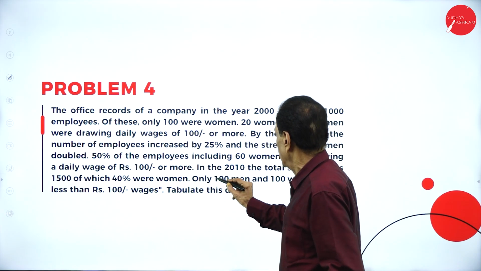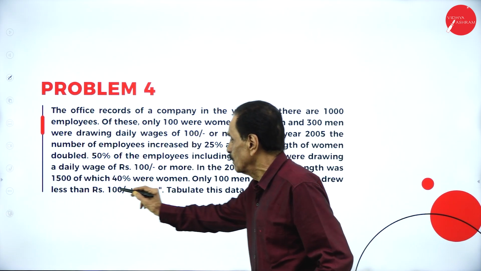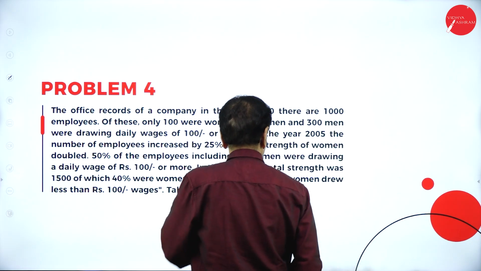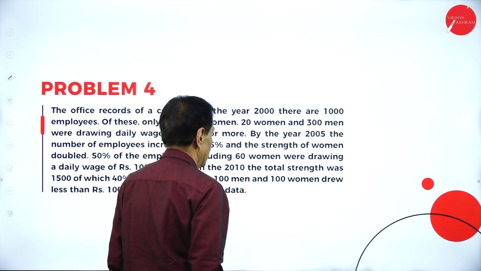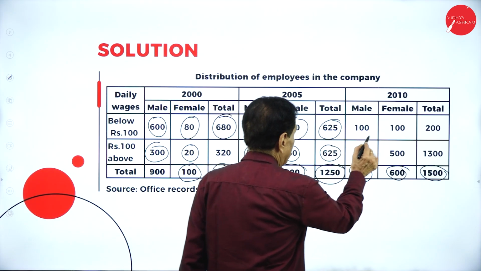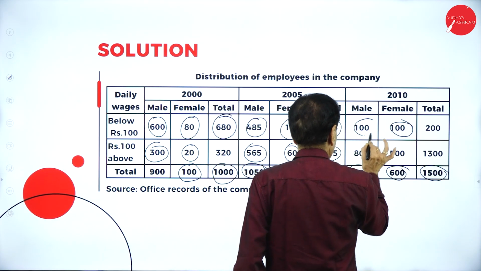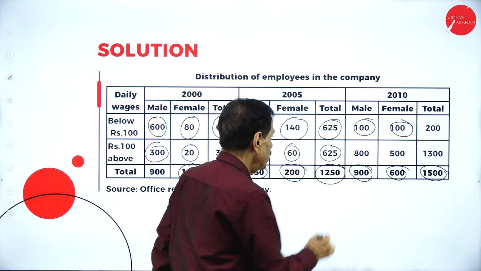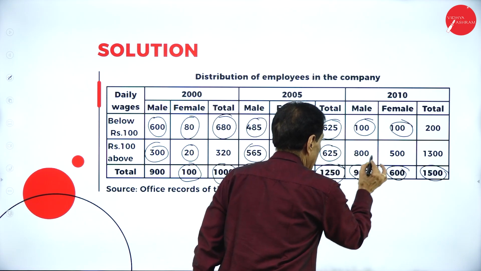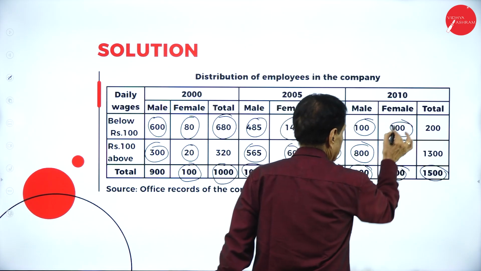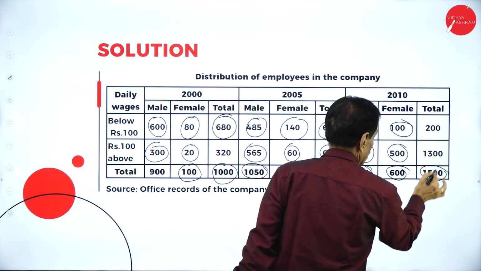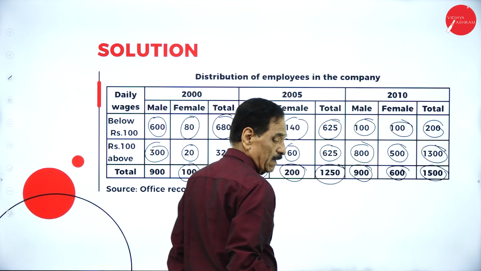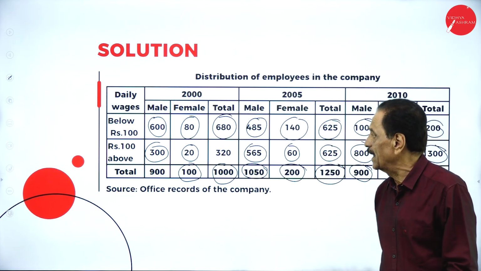Then the total strength was 1,500, of which 40% were women. Only 100 men and 100 women drew less than 100. So 100 female, 100 male are drawing below 100. The difference is 900 minus 100, which is 800, and 600 minus 100, which is 500. These are all missing figures; all the missing figures you have to calculate.